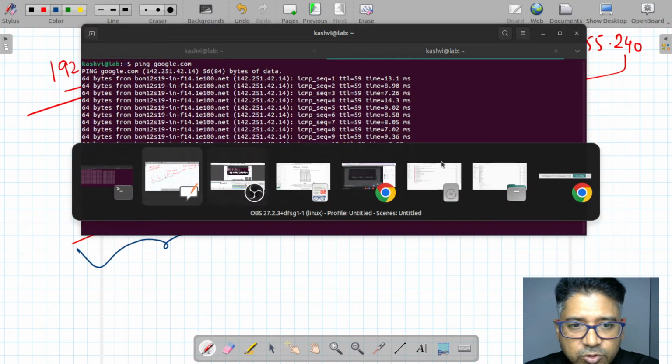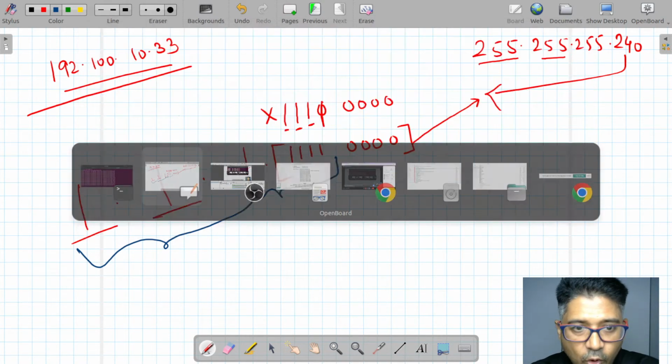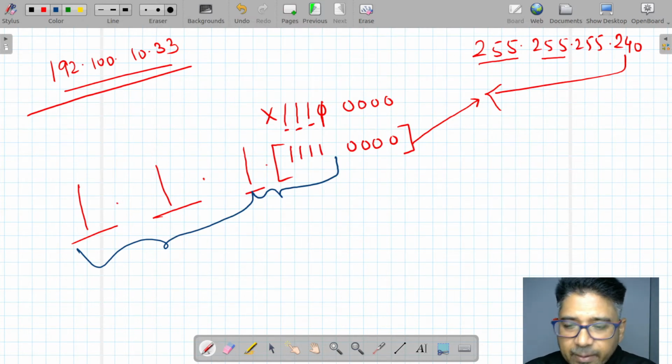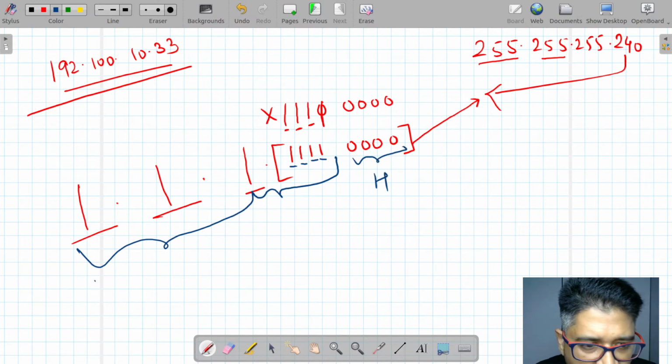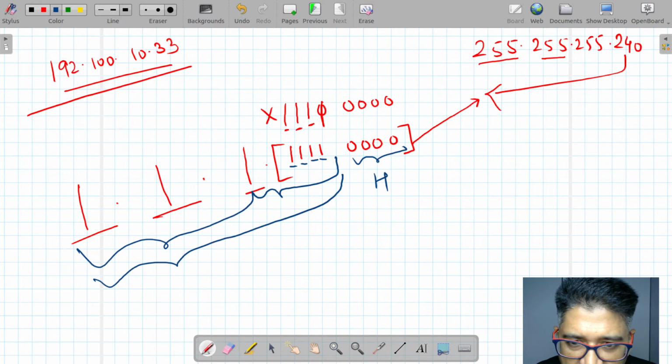Okay. So what happened here? My network bits extended 4 bits on this side. Can you see? Now my host bits are only this. My network bits extended from this till here. Agree or not? Okay.